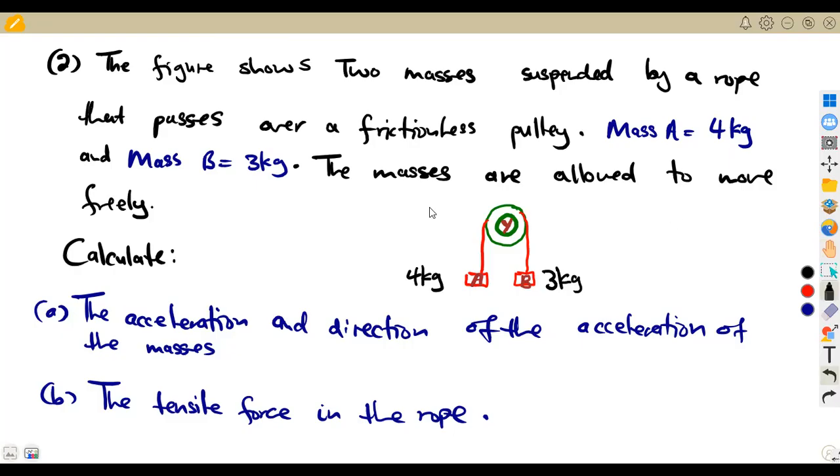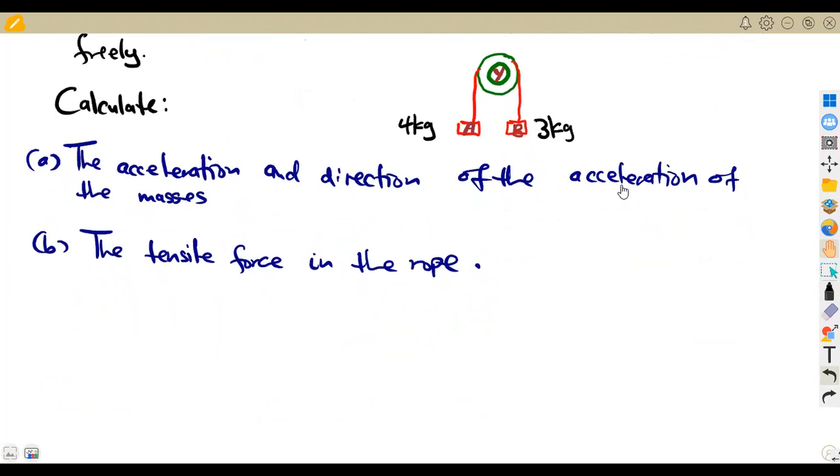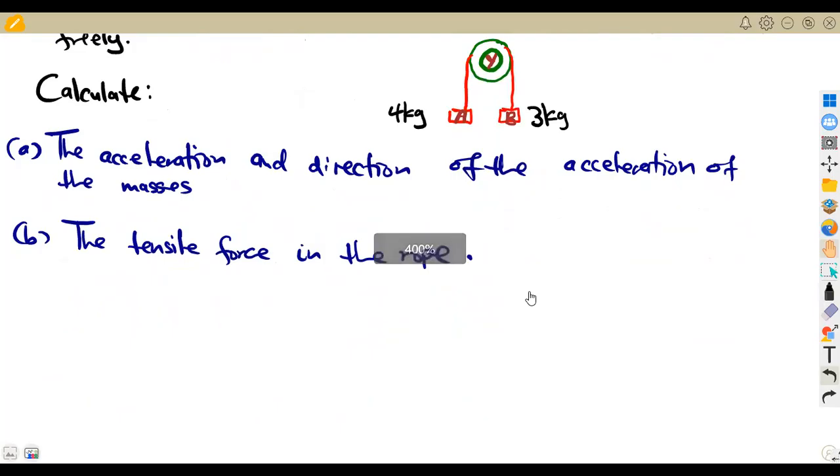The masses are allowed to move freely. That is, the friction is not considered in this case. We are just working the object as it is. They are now asking us to calculate the acceleration and the direction of the acceleration of the masses, meaning we want to know where this acceleration is going. Is it going because of what A is causing, or what B is causing? That is what we are talking about.